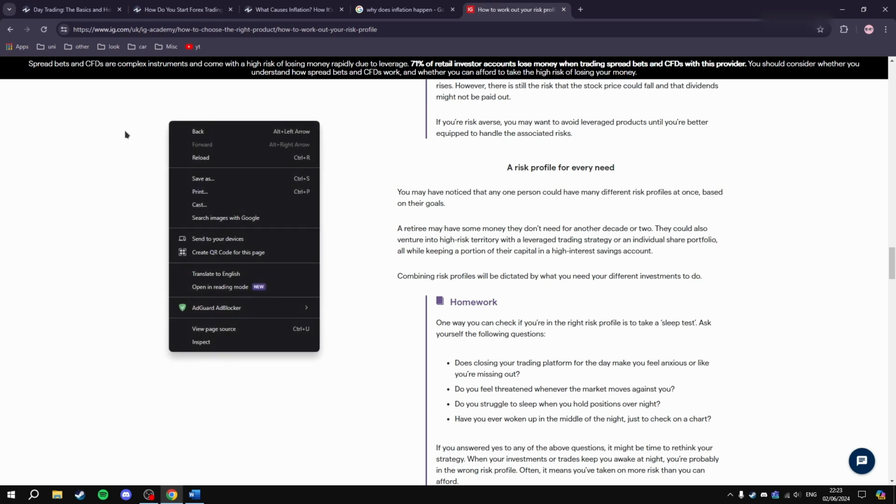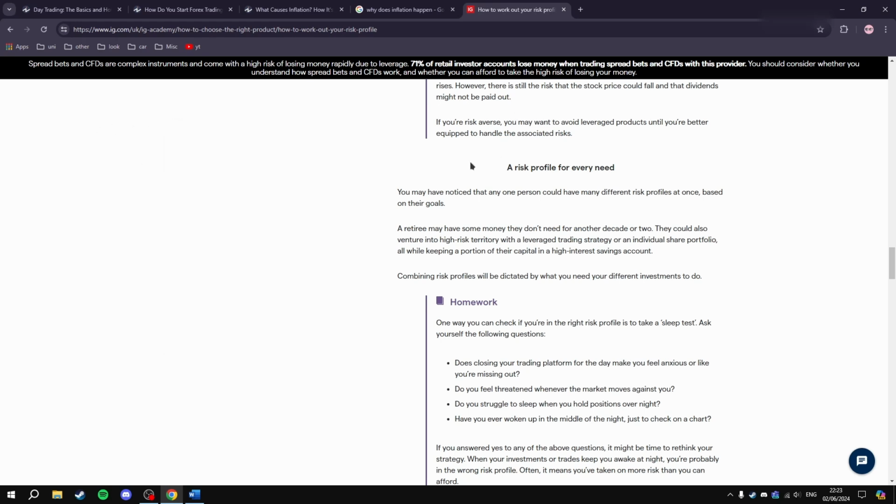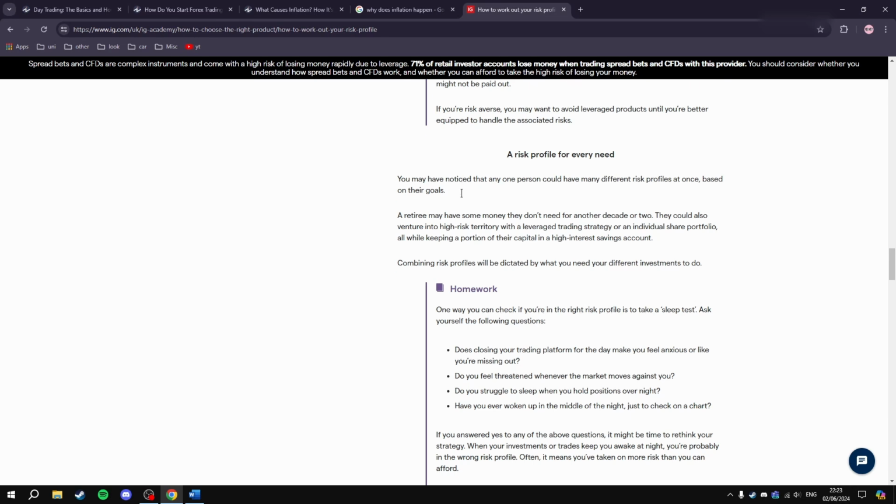A risk profile for every need. You may have noticed that any one person could have many different risk profiles at once based on their goals.